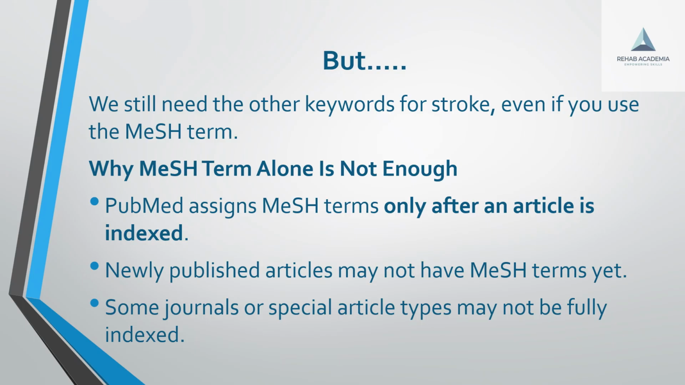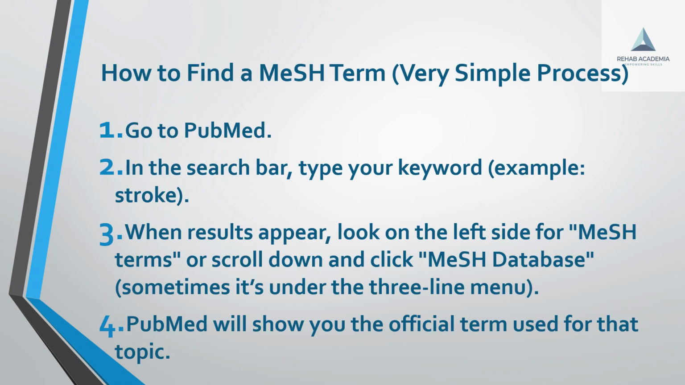Why is a MeSH term alone not enough? Because PubMed assigns MeSH terms only after an article is indexed. Newly published articles may not have MeSH terms yet, and some journals or special article types may not be fully indexed. How to find a MeSH term?